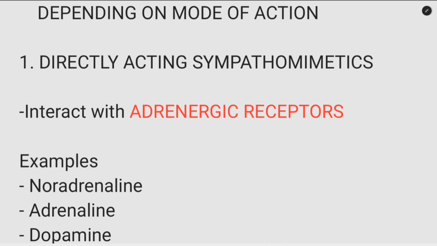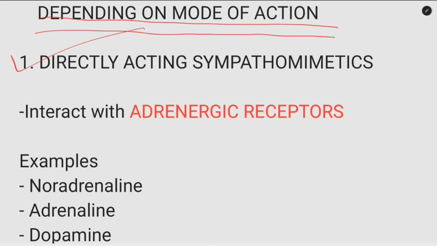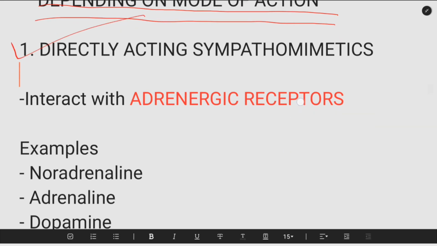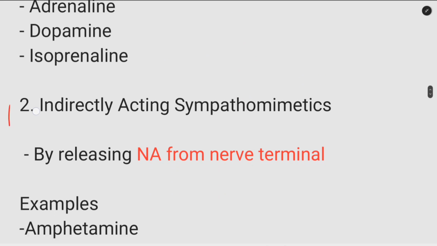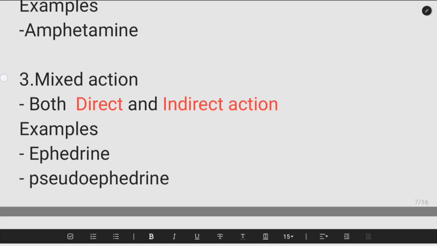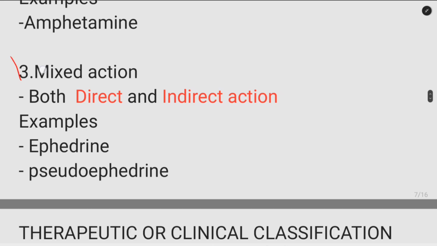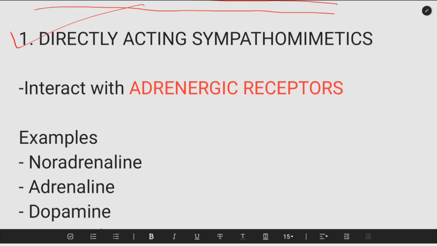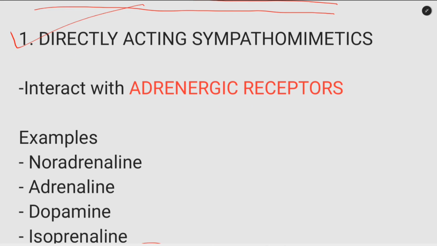Now we will discuss the classification of adrenergic drugs on the basis of mode of action. On the basis of mode of action, adrenergic drugs are classified as directly acting sympathomimetics, indirectly acting sympathomimetics, and mixed action.